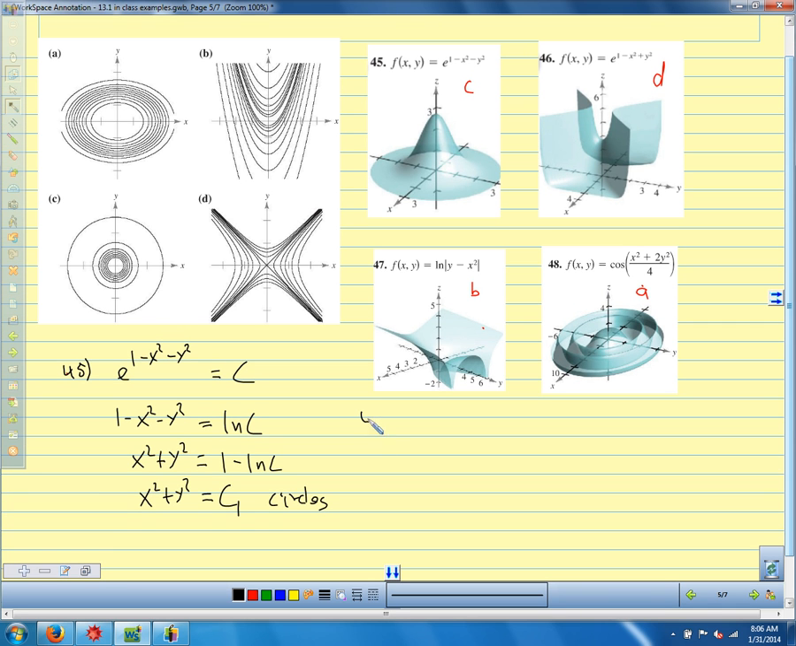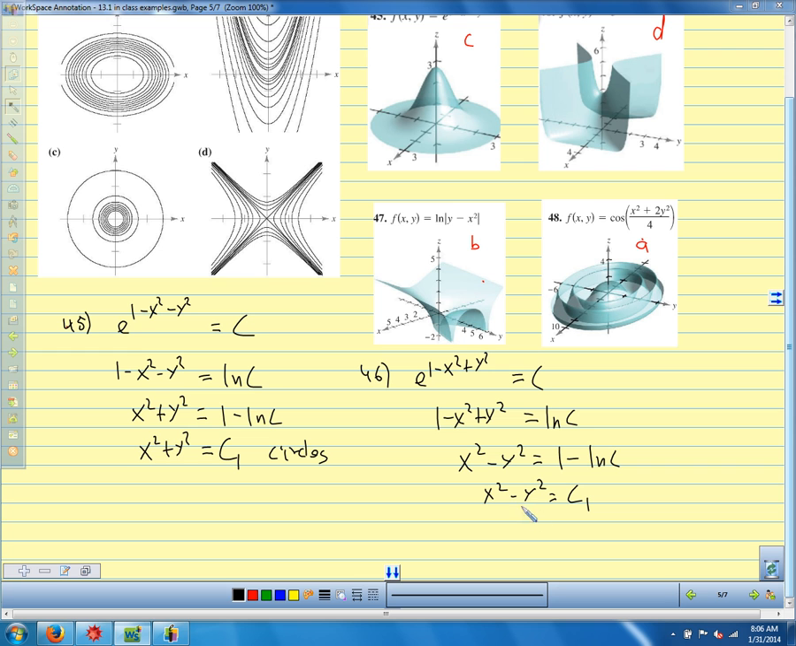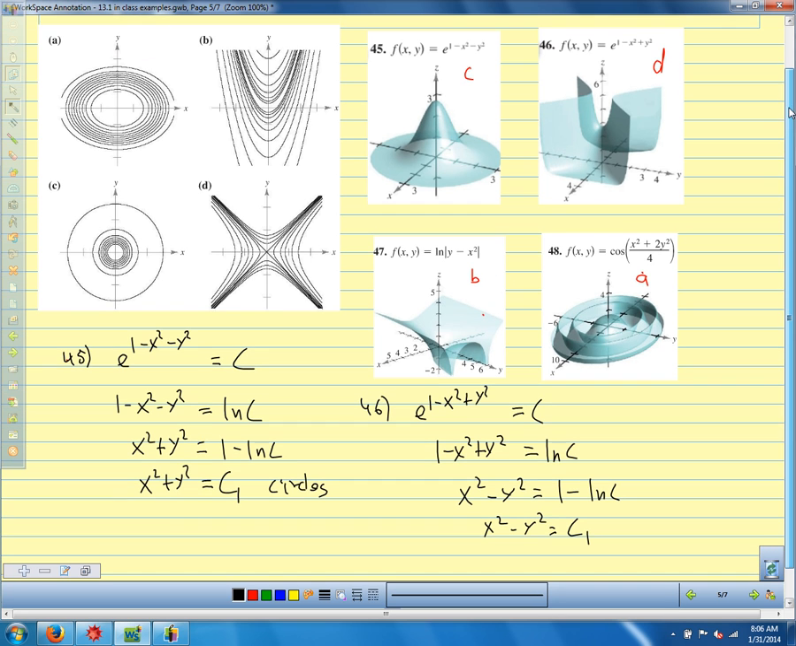For number 46, we have e to the 1 minus x squared plus y squared equals a constant. Same process. We have 1 minus x squared plus y squared equals the natural log of c, some other constant. And I can write this as x squared minus y squared equals 1 minus the natural log of c, which is just another constant. So x squared minus y squared equals some constant. And these are hyperbolas. So the level curves of this function would be hyperbolas, and we'd be able to sketch those hyperbolas. And that's how we figure out that these are the level curves.